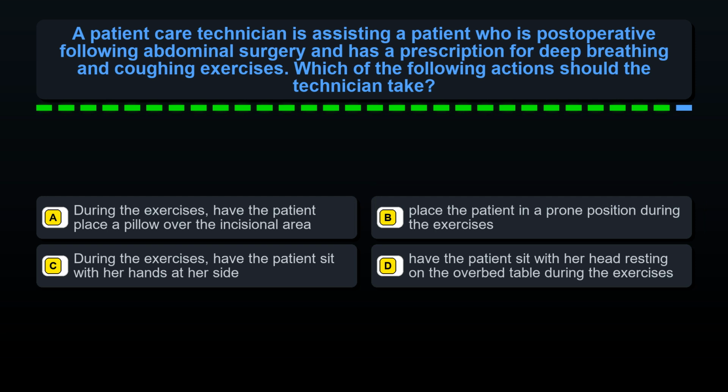Question 2. A patient care technician is assisting a patient who is postoperative following abdominal surgery and has a prescription for deep breathing and coughing exercises. Which of the following actions should the technician take? Option A. During the exercises, have the patient place a pillow over the incisional area. Option B. Place the patient in a prone position during the exercises. Option C. During the exercises, have the patient sit with her hands at her side. Option D. Have the patient sit with her head resting on the overbed table during the exercises.